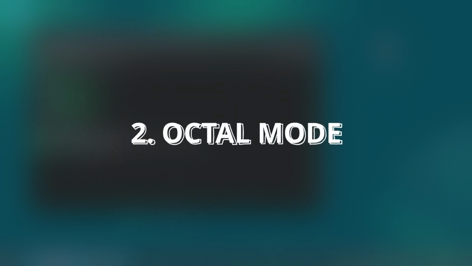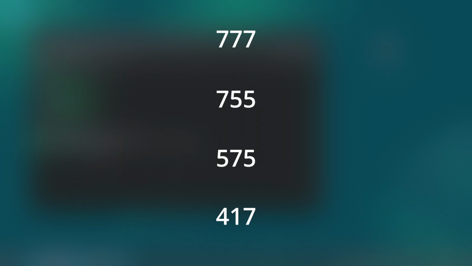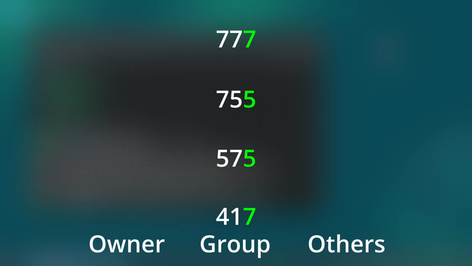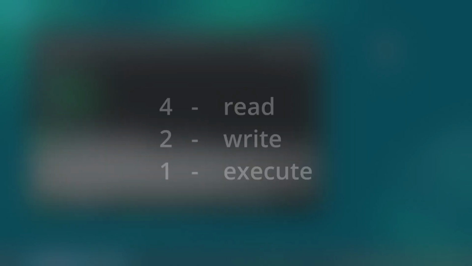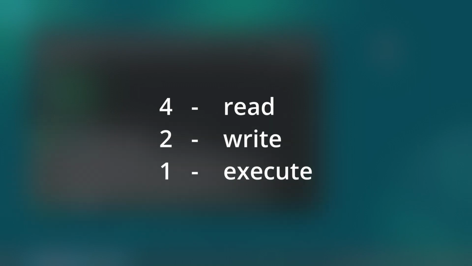Octal mode is another way to set permissions. You use a 3-digit number in the octal mode. The first digit is for the owner's permission, the second for the group, and the third for others. The digits are calculated by adding the values of the individual permissions. The value for read permission is 4, write is 2, and execute is 1. We can do any combinations with these values.